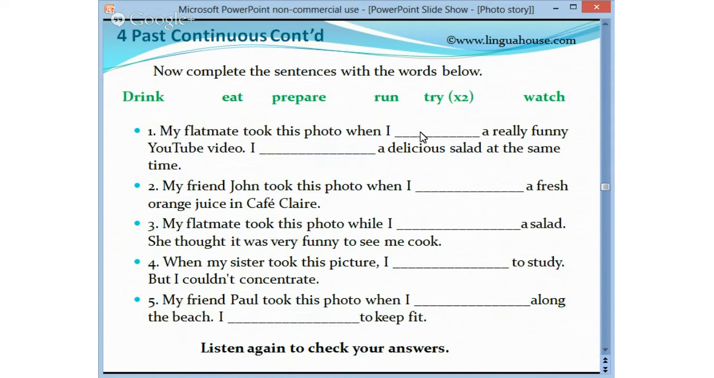So now we need to change watch to the past continuous. Winnie, can you do that? I was watching. Yes, was watching. Very good. And then what do we do with delicious salads? Eat. Okay. I was eating. Good. Very good. Super. Okay. Juan, can you do number two for me, please?